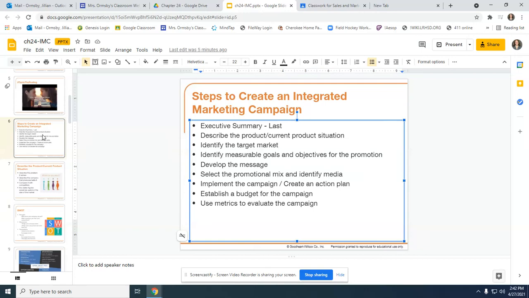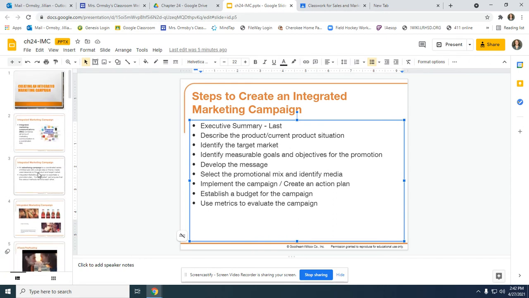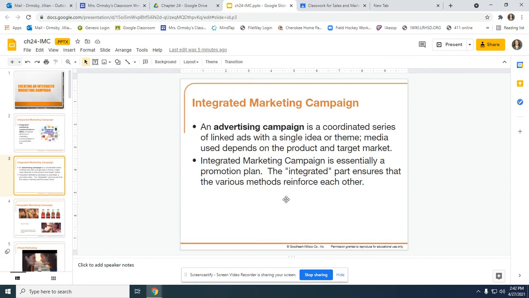Hi, everyone. Today we are continuing to work on our integrated marketing campaign. Remember, the last time that I talked to you, we learned what an integrated marketing campaign was. It's essentially a promotional plan, or what would have previously been called a promotional plan, where you're coordinating a series of linked ads with a single idea or theme, and then the media that is utilized is based on the target market. But the integrated part is going to ensure that the various methods reinforce each other.